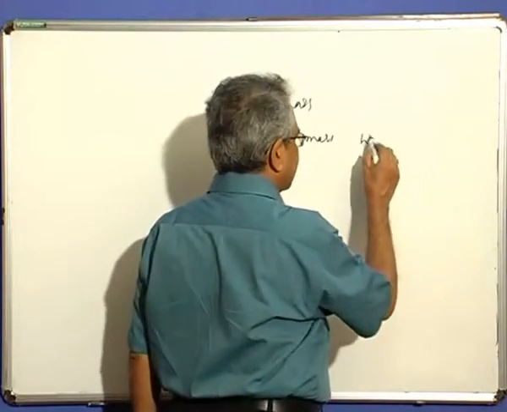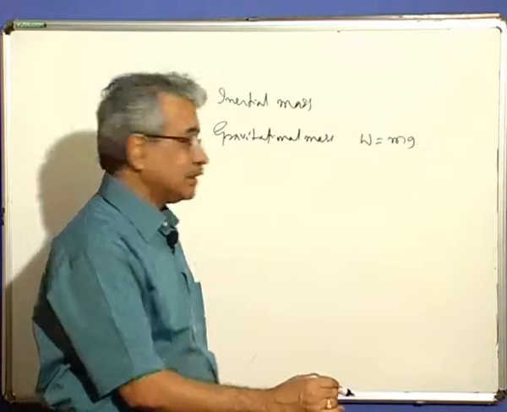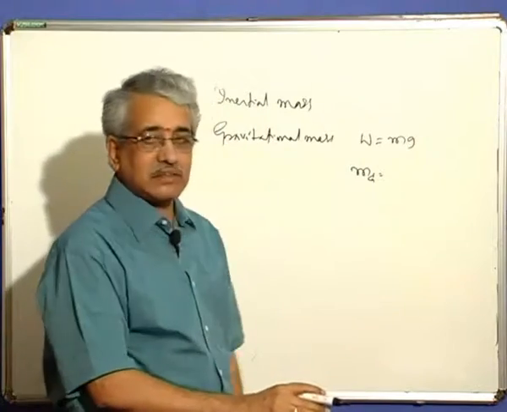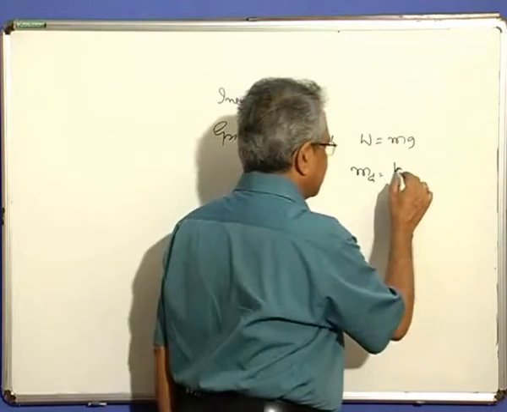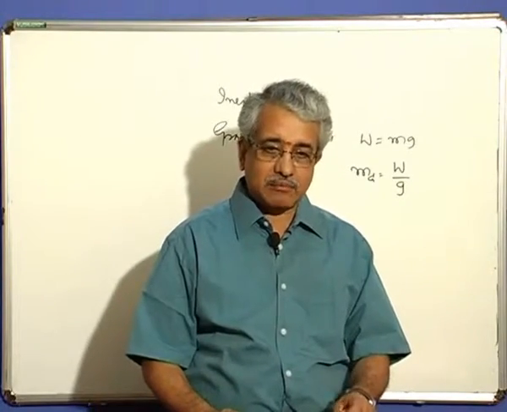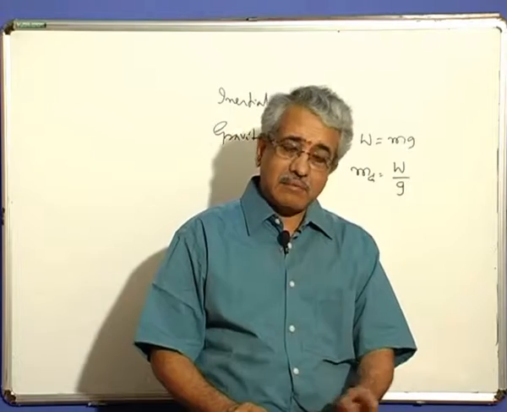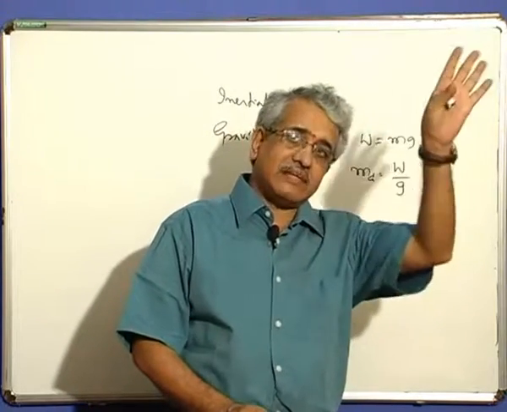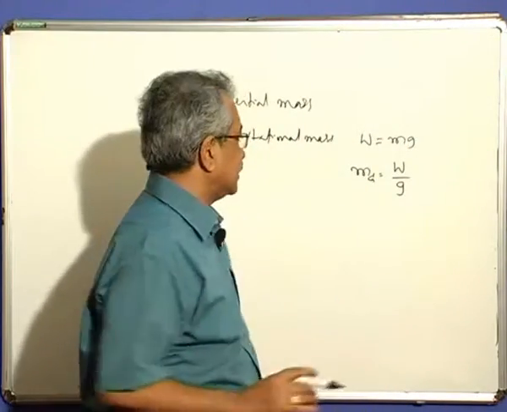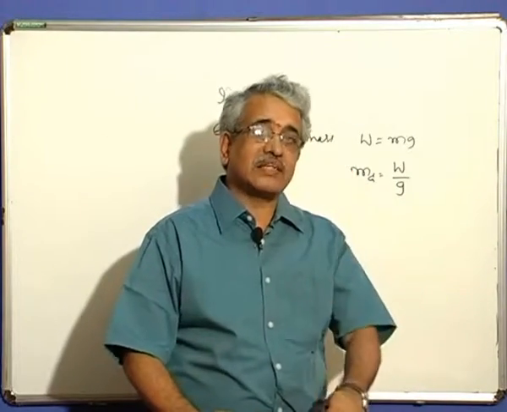That means if you call the weight of the body W, it is given by mg, where m is the mass of the body. This mass is called the gravitational mass because it is subjected to the gravitational force of the earth, and that is W by g. When matter contained in the body is subjected to gravity, we call it gravitational mass. Suppose the same body is taken into space where there is no gravity at all, zero gravity. Then what happens? That mass is not called gravitational mass. That mass is called inertial mass now.